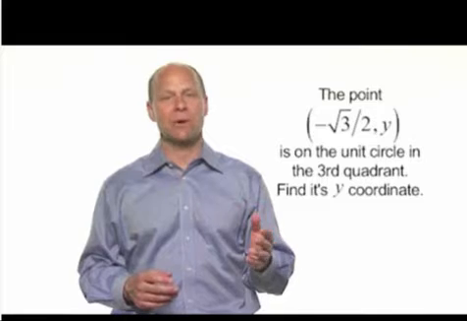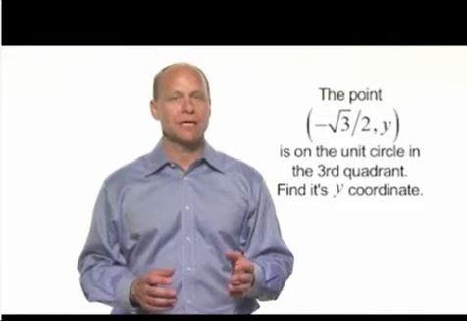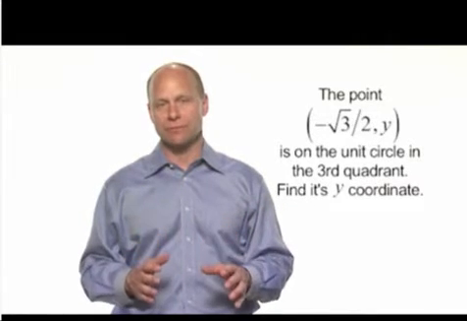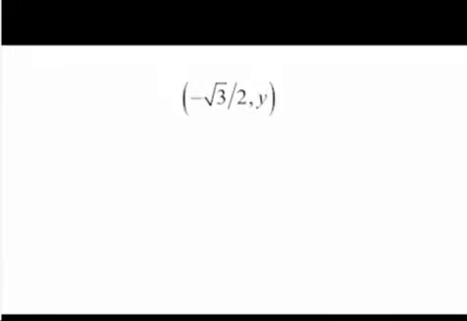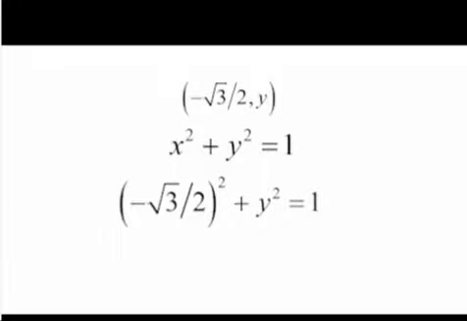The point negative square root of 3 over 2, comma y, is on the unit circle in the third quadrant. Find its y coordinate. To find this point, we use the equation of a unit circle, x squared plus y squared is equal to 1, and plug in x equal negative square root of 3 over 2. So we have negative square root of 3 over 2 squared plus y squared equal to 1. This gives us 3/4 plus y squared is equal to 1.